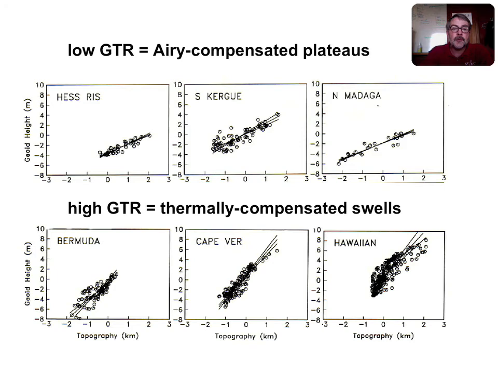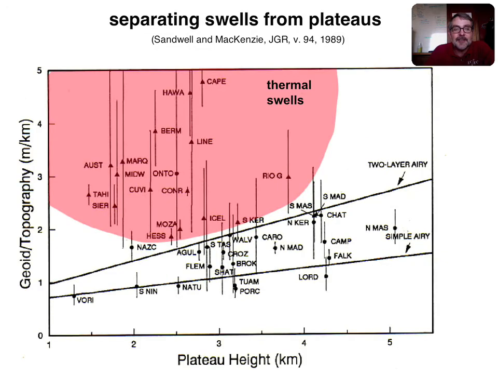So here are some examples. The top three are the geoid height versus topography on some compensated plateaus, and these have a slope that's appropriate for thickened crust. And then the bottom one has a much higher slope, Bermuda, Cape Verde, Hawaii, and this is more appropriate for a thermal swell. And in fact, this is one of the main reasons I believe that there has to be some kind of mantle plumes at some of these places, because you can't create this high geoid topography ratio by cracking the lithosphere and doing all those other crazy things. So I'm definitely not a zero person in the 0 to 49 number of plumes. Next slide.